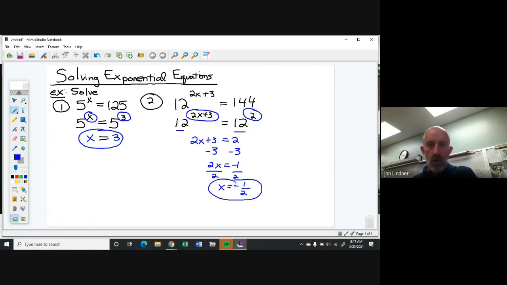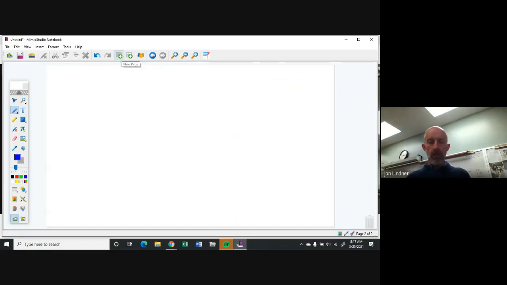So, of course, the first thing you have to be able to do is recognize these perfect squares and be able to write them so that they both have the same base. We have a couple more situations that I want to look at.